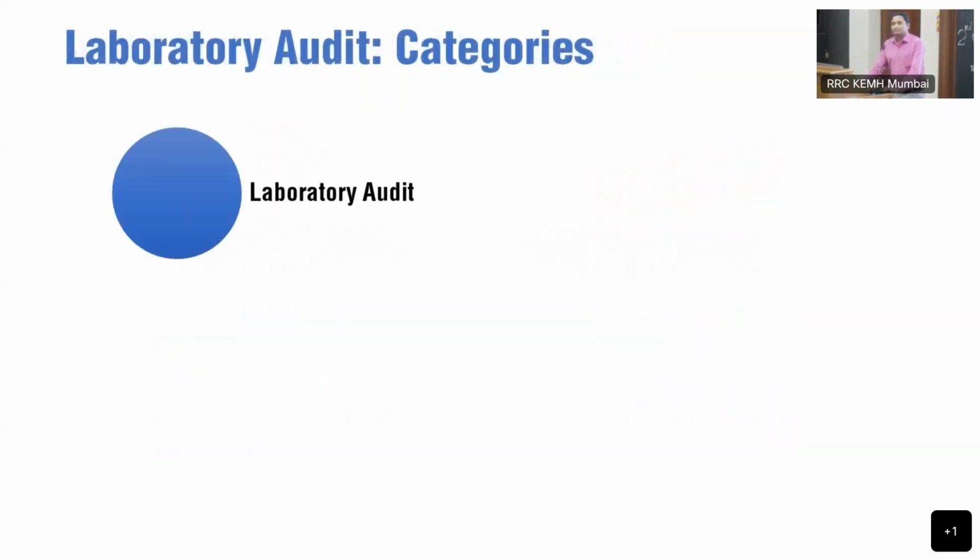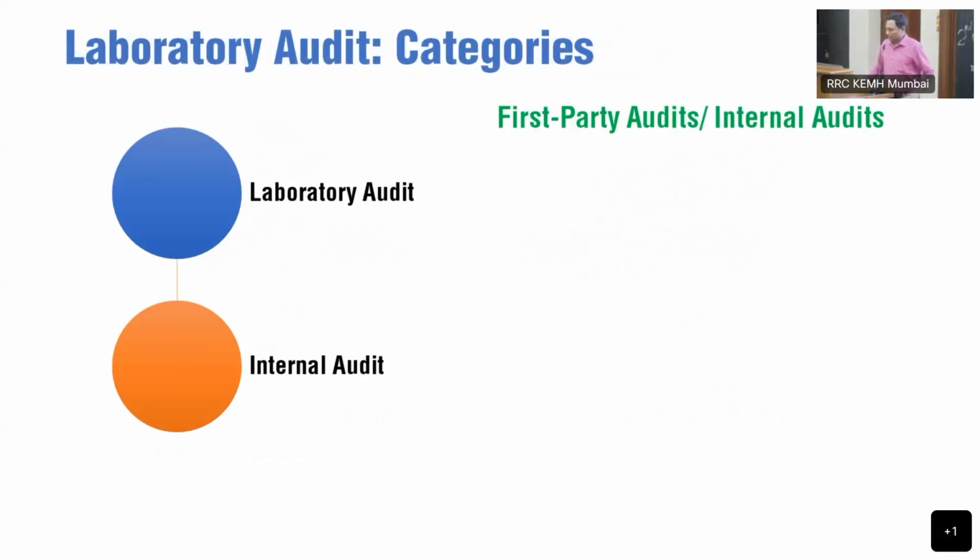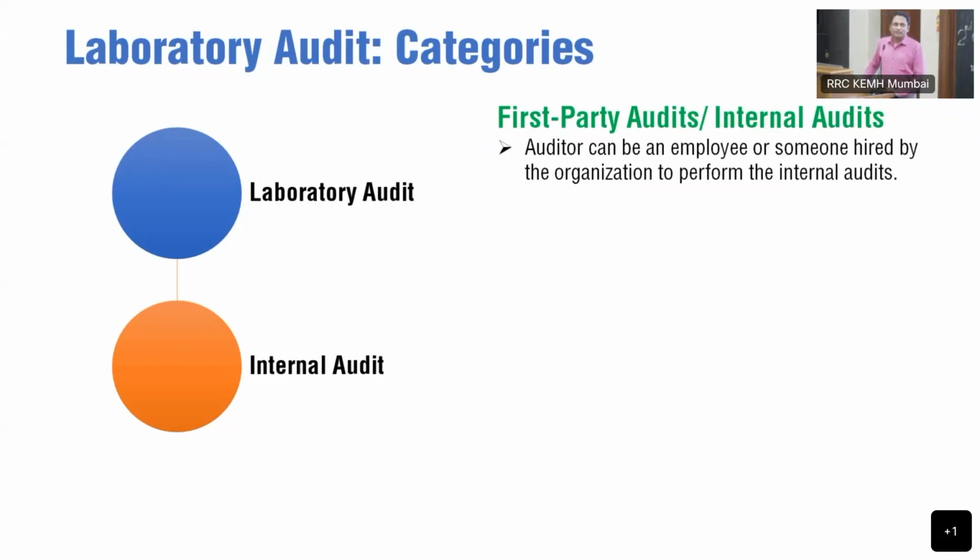What are the categories? You know this definition, so I'll just rush through the slides. Internal audits, first party audits. What are they? Who plans the internal audit? The organization or laboratory plans the internal audit. The auditor can be an employee, as we just took an example of a larger lab, or someone hired by the organization to perform the internal audit. We'll come to that later on, how to select the internal auditor and what the criteria will be.